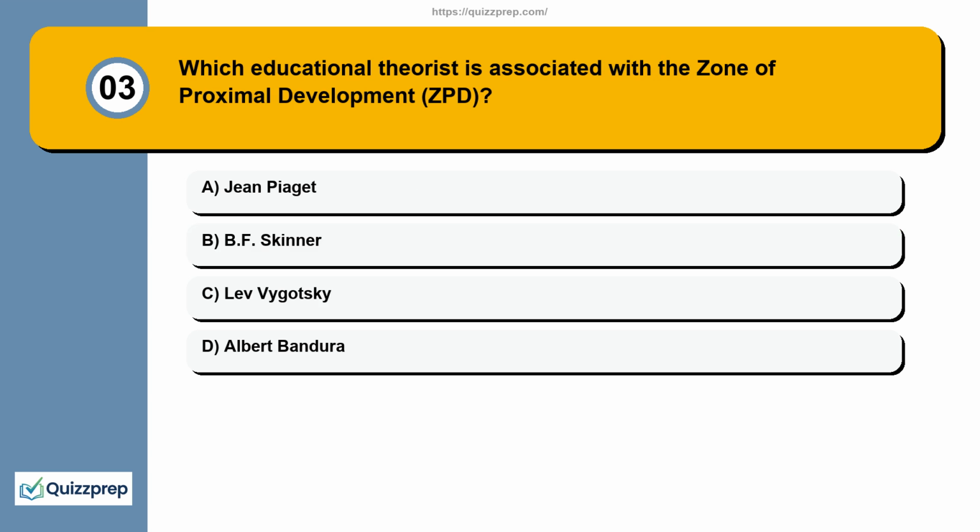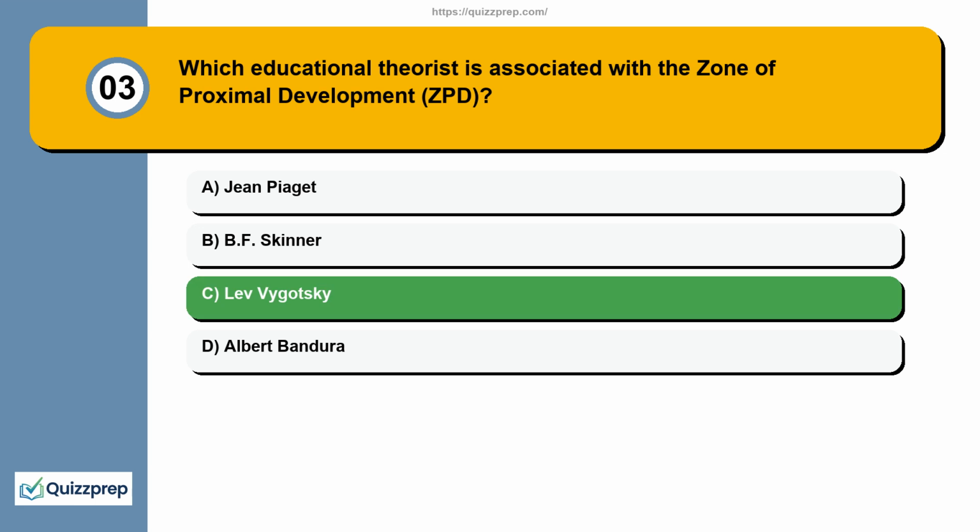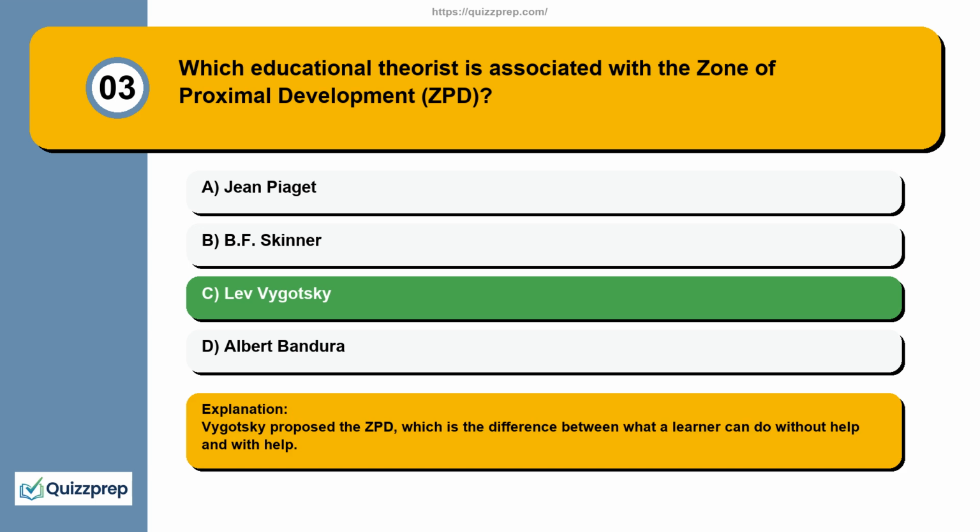Question 3. Which educational theorist is associated with the zone of proximal development, ZPD? Here are your options. Option A, Jean Piaget. Option B, B.F. Skinner. Option C, Lev Vygotsky. Option D, Albert Bandura. The correct answer is option C, Lev Vygotsky. Explanation. Vygotsky proposed the ZPD, which is the difference between what a learner can do without help and with help.